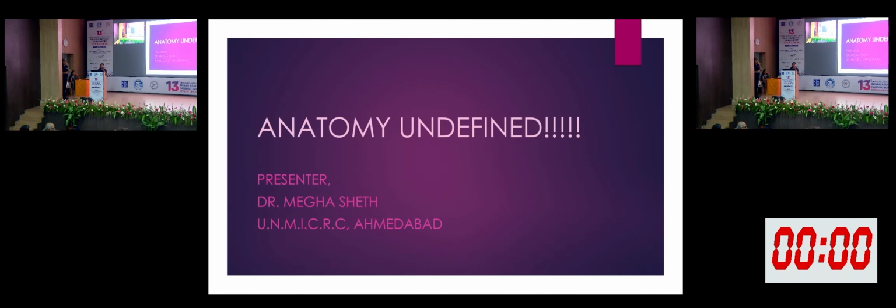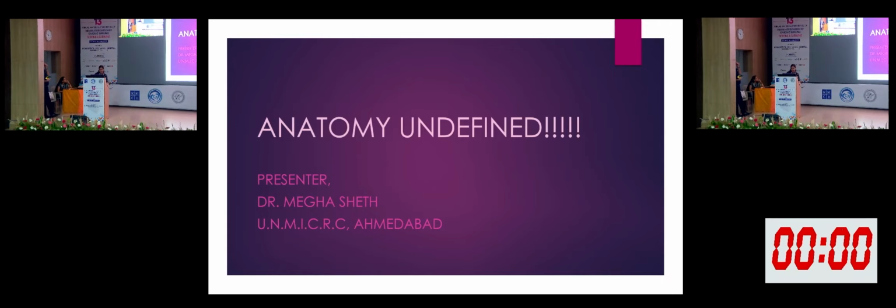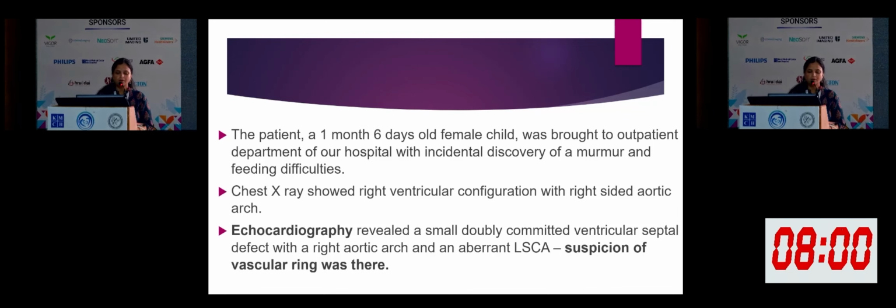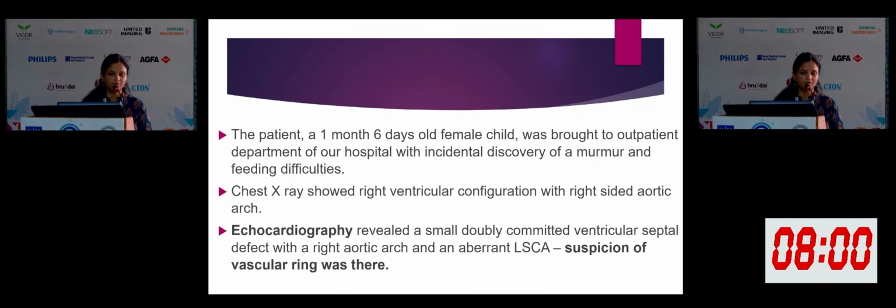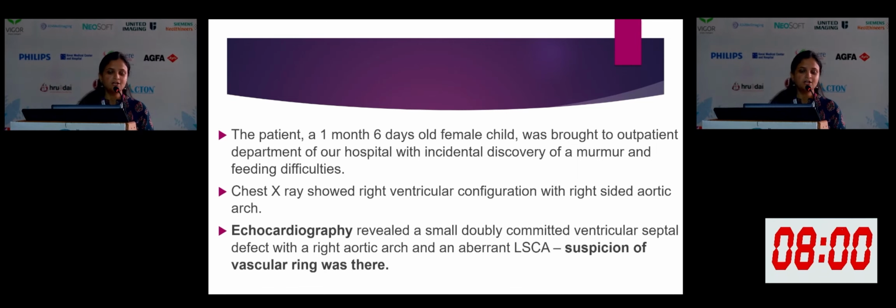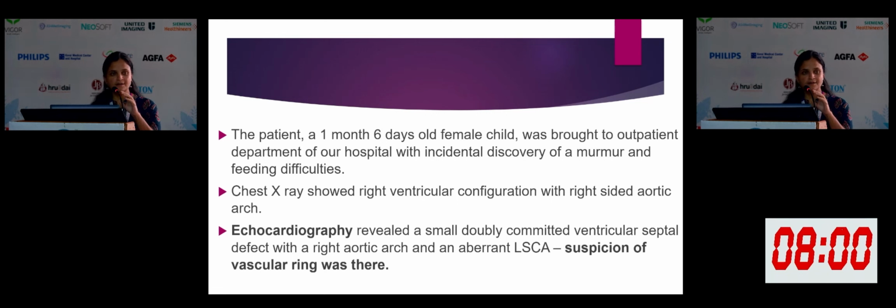Yes, so I'll present an unusual case. We'll go step by step. So, a 1 month, 6 days old female child brought with incidental discovery of murmur and feeding difficulties. Chest X-ray showed right-sided aortic arch. Echo revealed suspicion of vascular ring because there was a right aortic arch and an aberrant left subclavian artery.